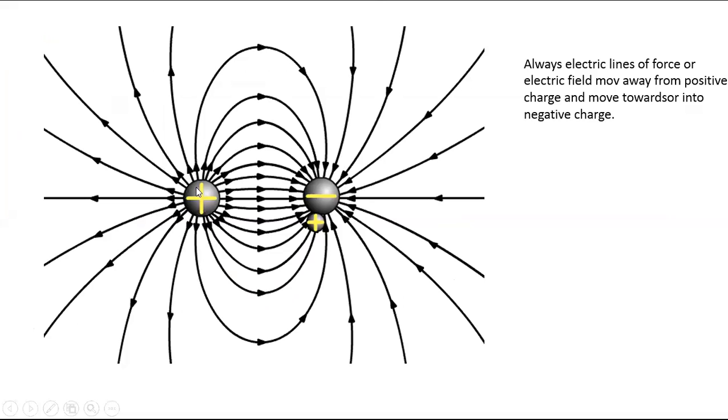From the positive charge, always electric lines of force, these arrows are nothing but electric lines of force. Electric lines of force move away from the positive charge, and electric lines of force move into the negative charge. Now what we have written? Always electric lines of force or electric field.